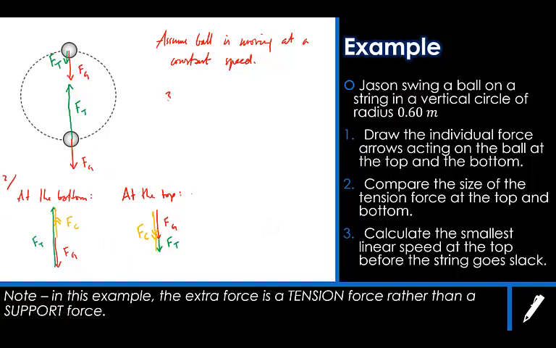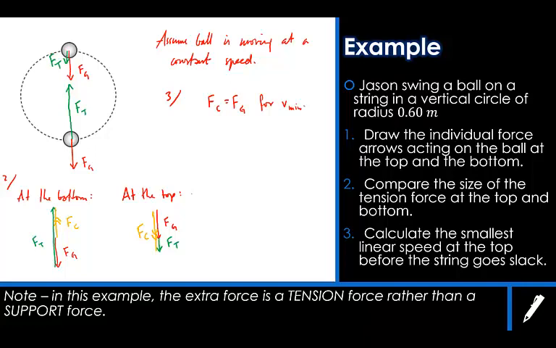So for question part 3, calculate the smallest linear speed at the top before the string goes slack. The string will go slack if there's no tension in it. So the smallest speed before that happens can be figured out if we just use the fact that Fc at the top is equal to Fg for Vmin. Any speed slower than the speed for which that's true, and the string will go slack.